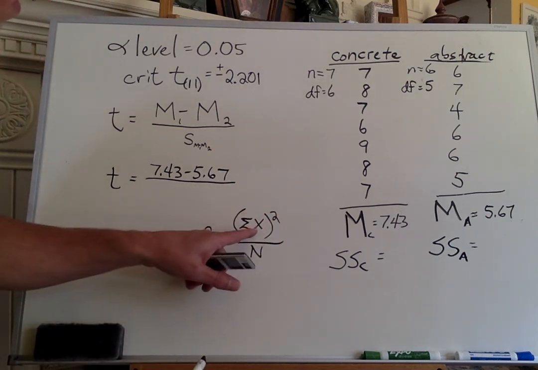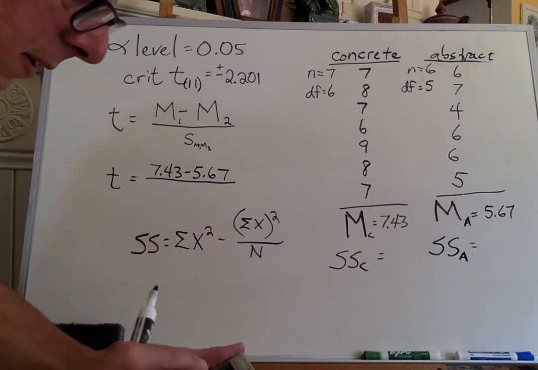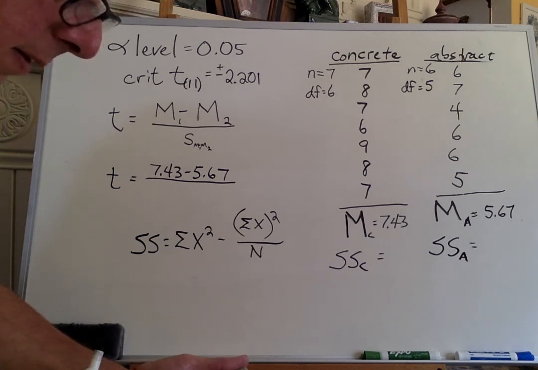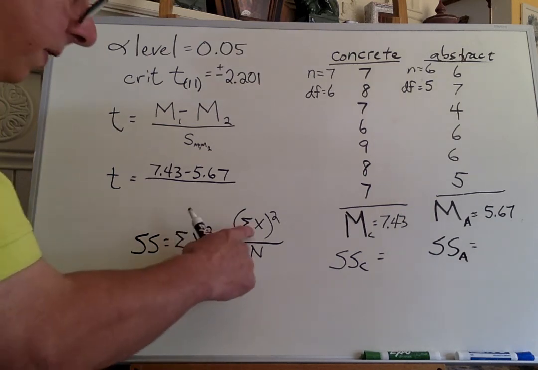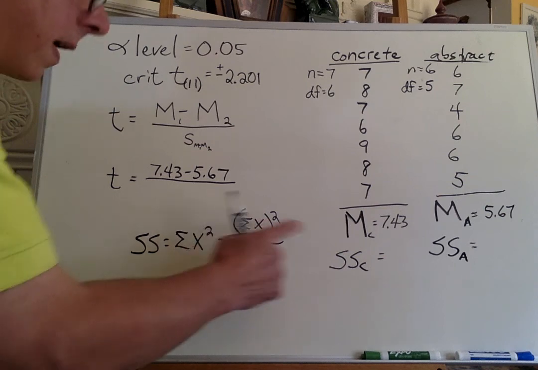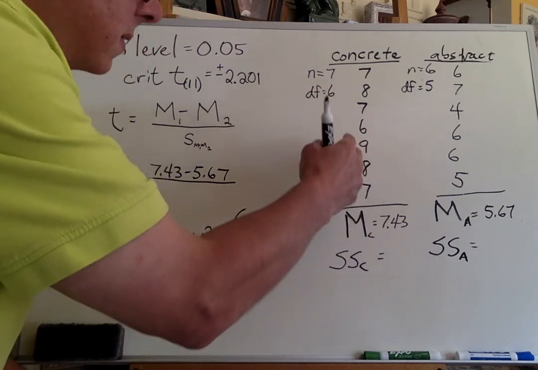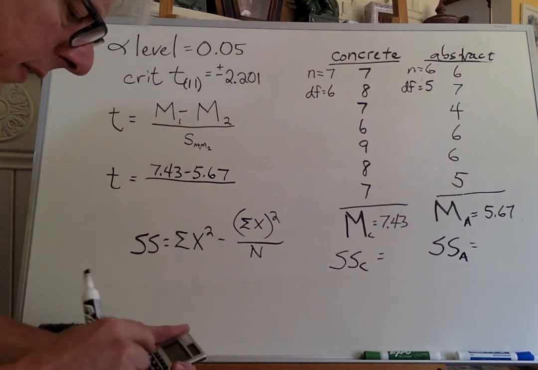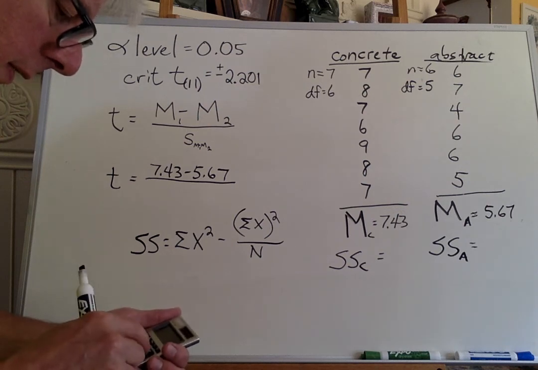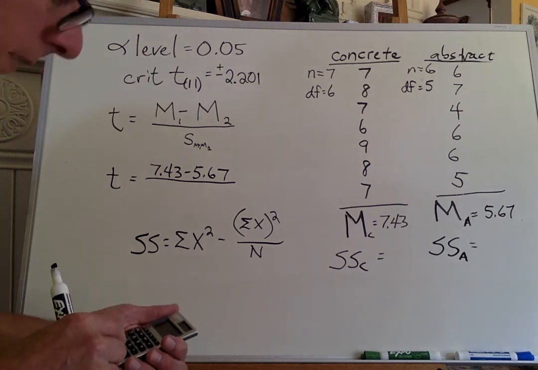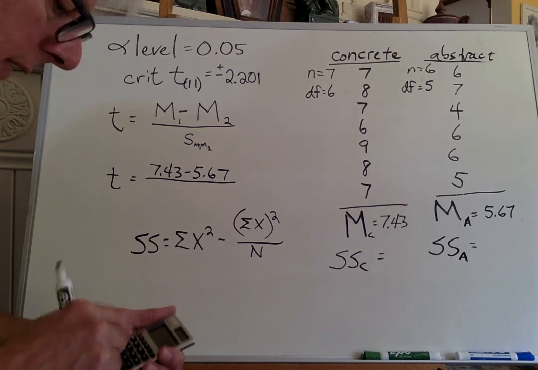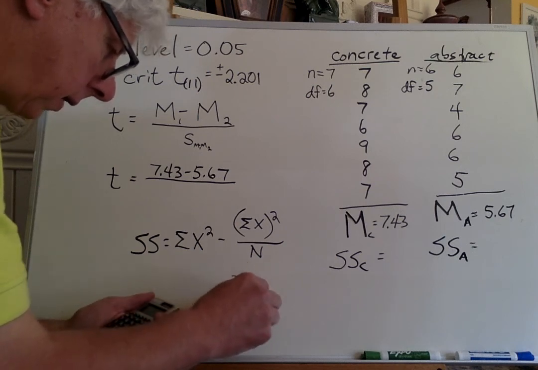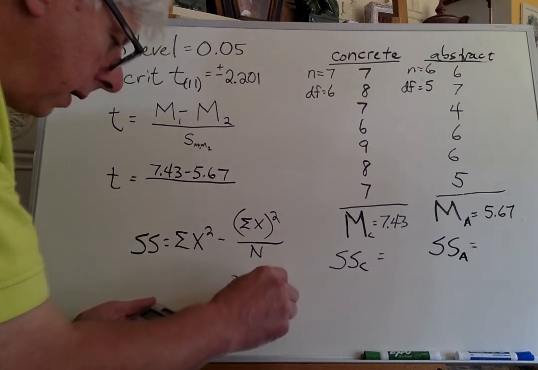I can get this easy, by the way, because it's 7.43 times 7, 52. So this is 52 squared. I'm getting 52 by multiplying this by 7. It gives me 52. 52 squared, divided by 7 equals 386.29.